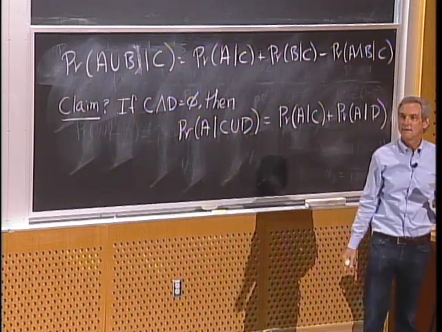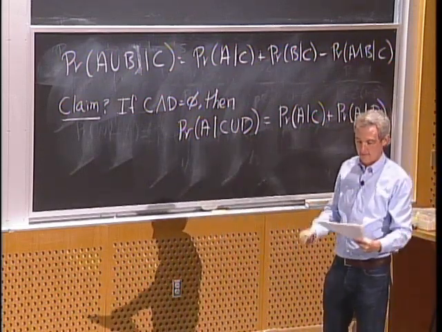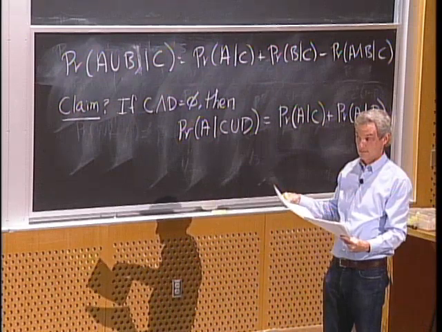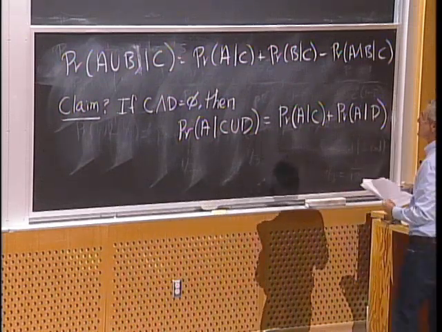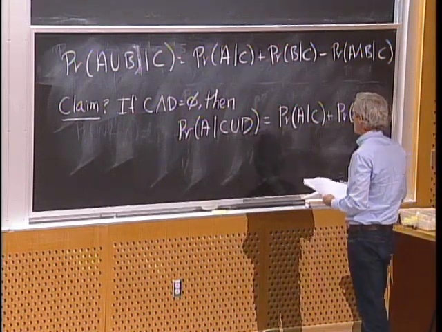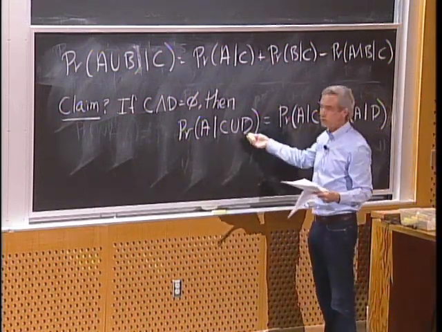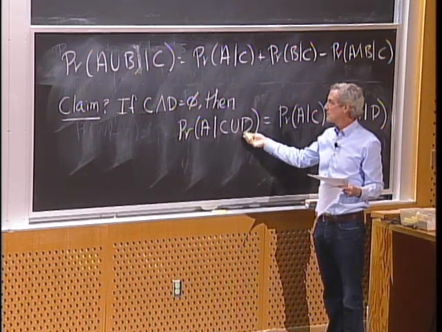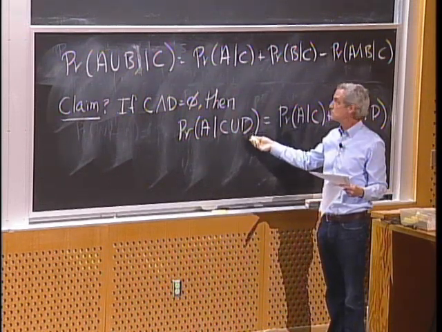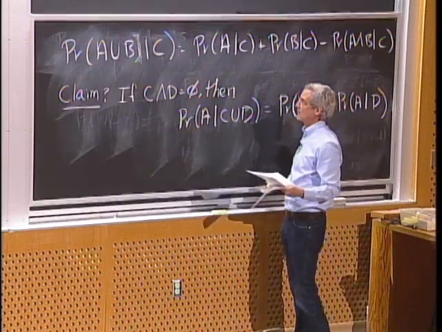Yeah. Wouldn't C union D be 0? If C and D are disjoint, C union D would just be C union D. But you've got a good point. What if C and D are disjoint? That's a good example.